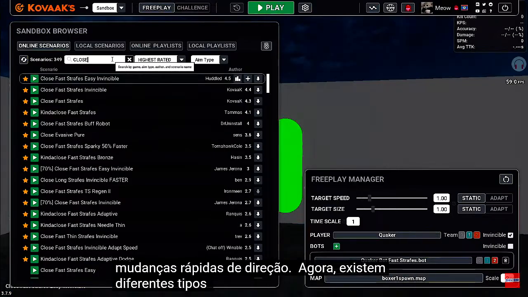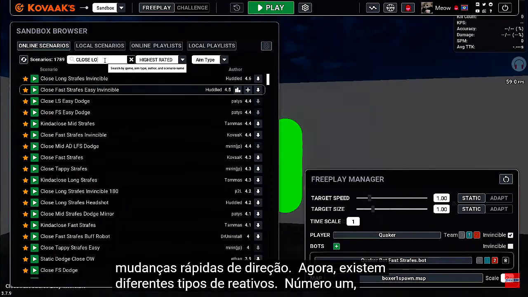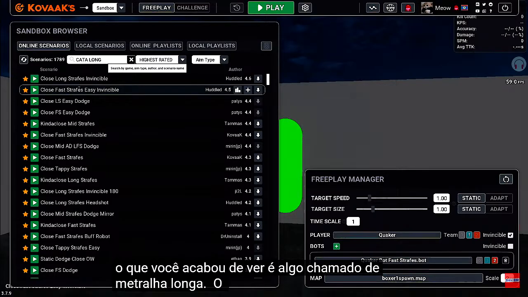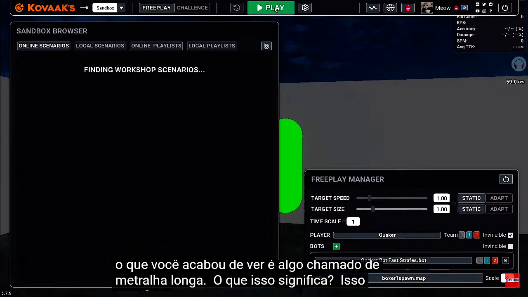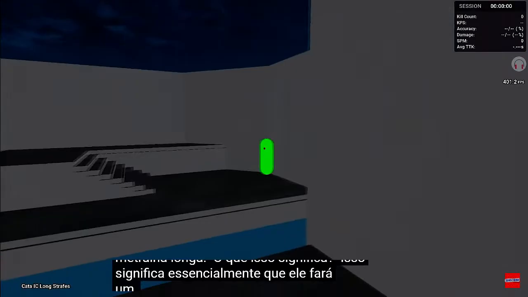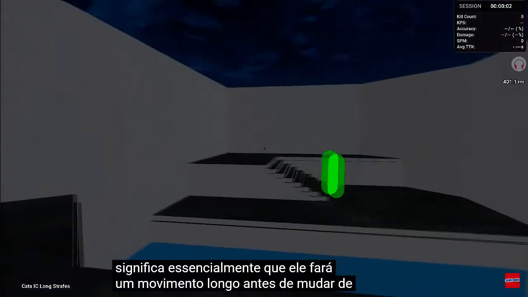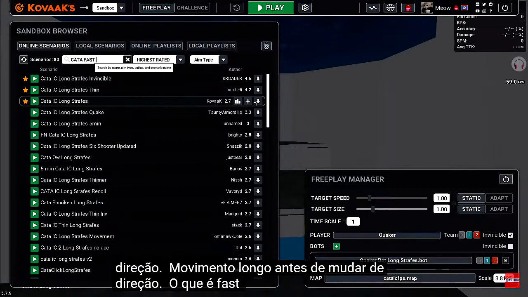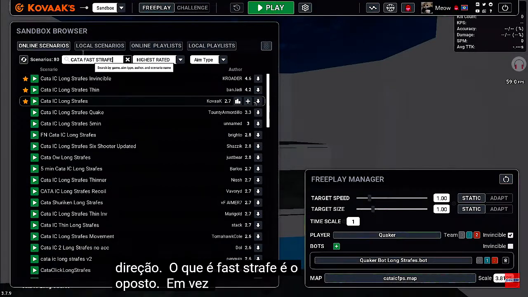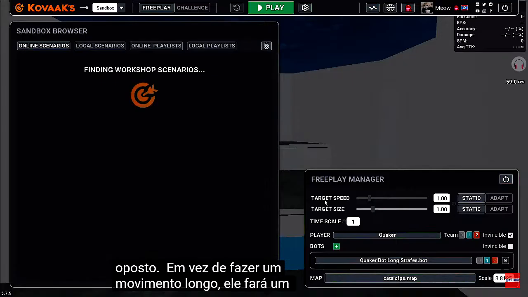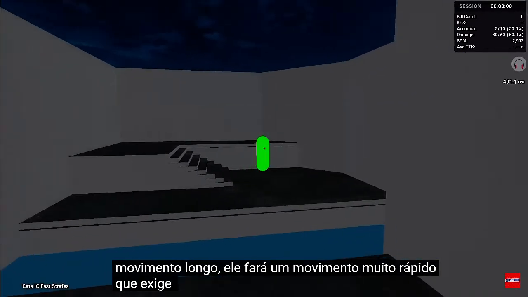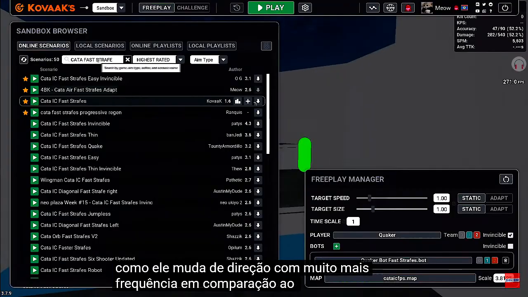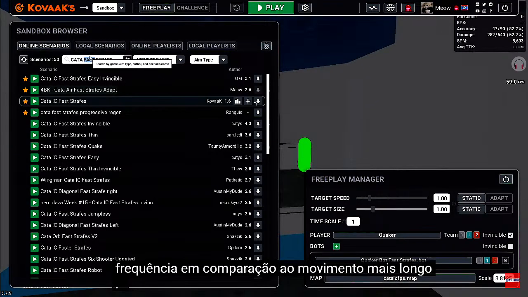Now, there's different types of reactive. Number one, what you just saw is something called long strafes. What does that mean? It essentially means that he will be doing a long motion before switching direction. What is fast strafes is the opposite. Instead of doing a long motion, he will do a very quick, fast motion that requires more reactive. See how he's changing direction way more frequently compared to the longer strafe.